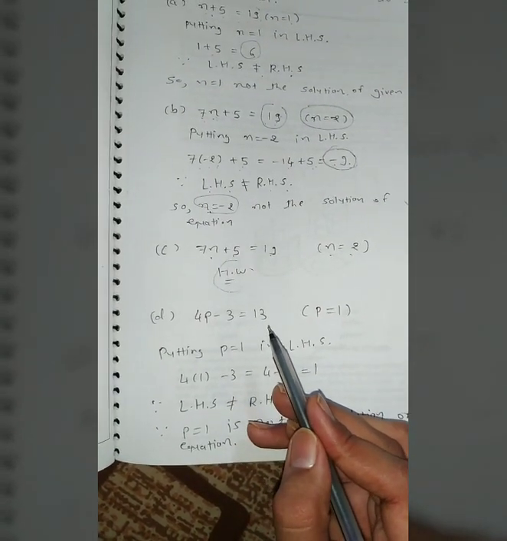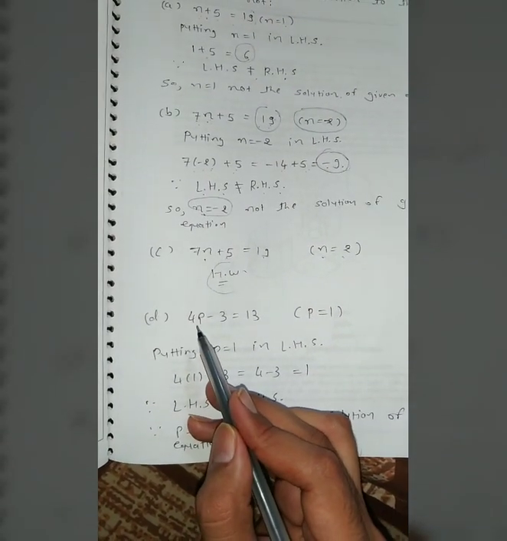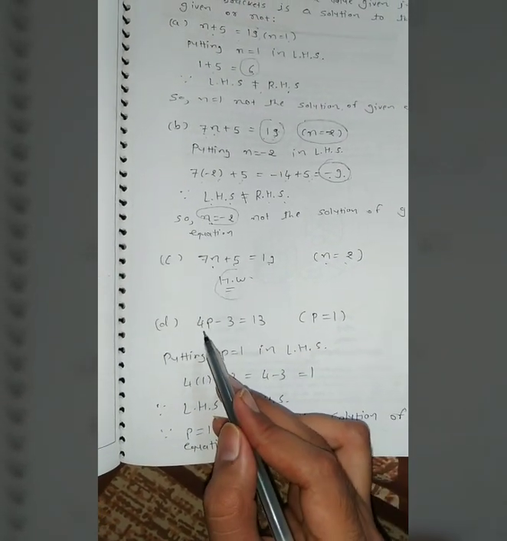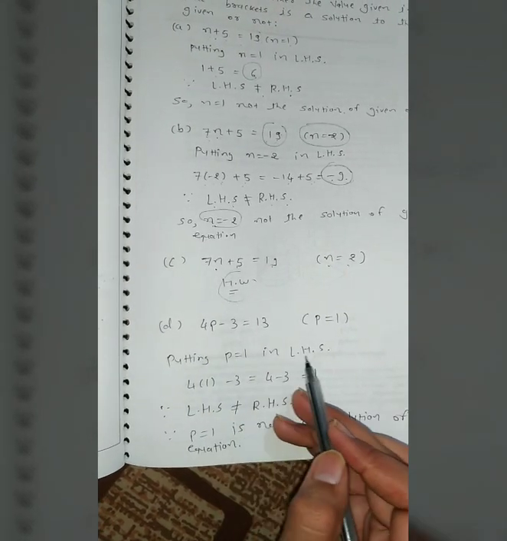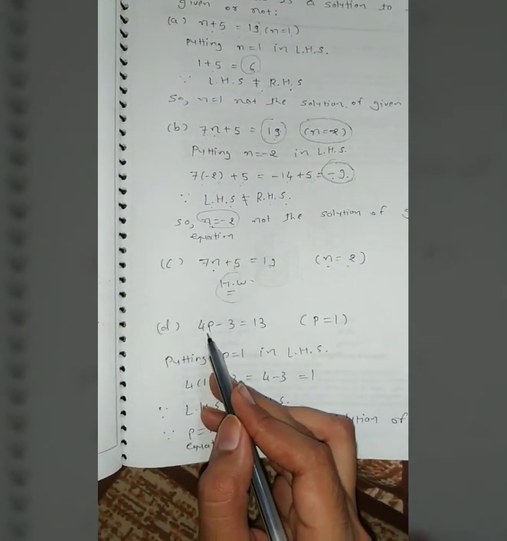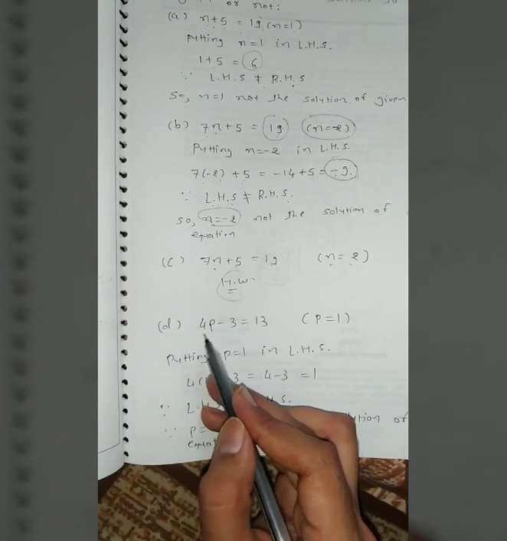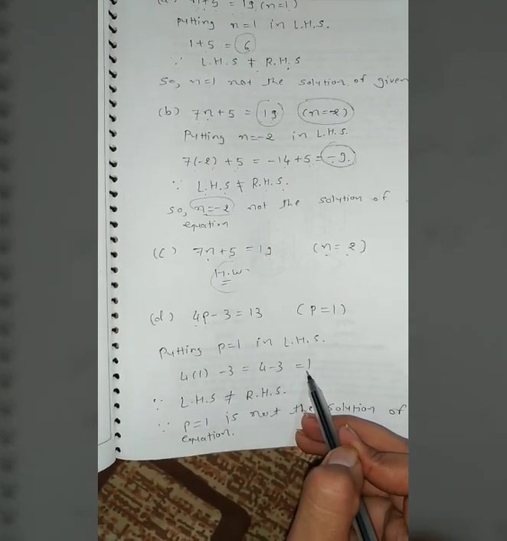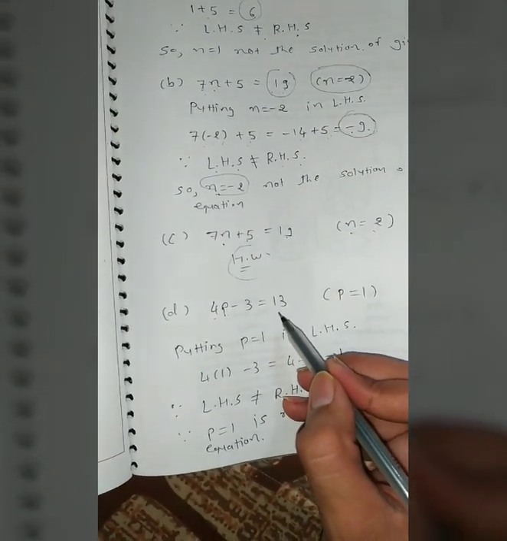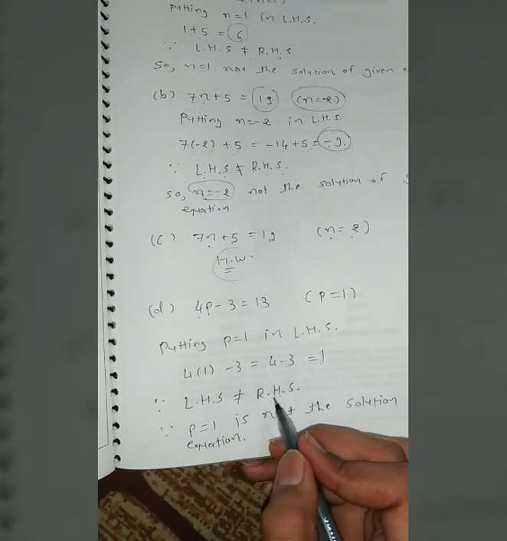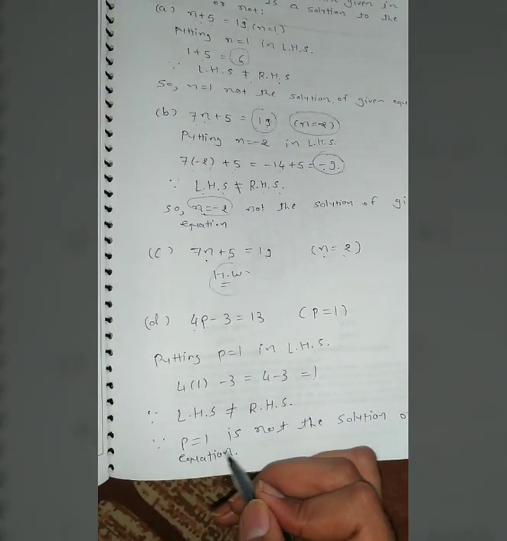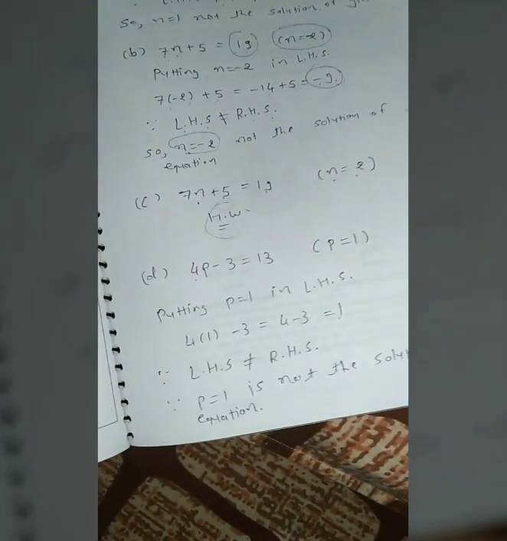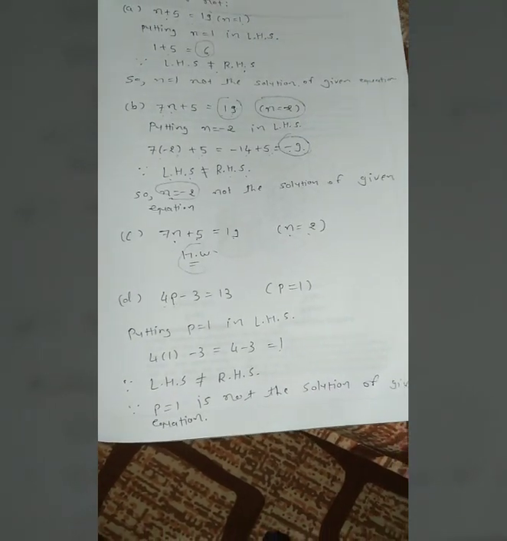4p minus 3 is equal to 13. So put the value of p equal to 1 here, in the LHS. 4 ones are 4, minus 3, that is 1, but that is not 13. So left hand side is not equal to right hand side. So p equal to 1 is not the solution of the given equation.